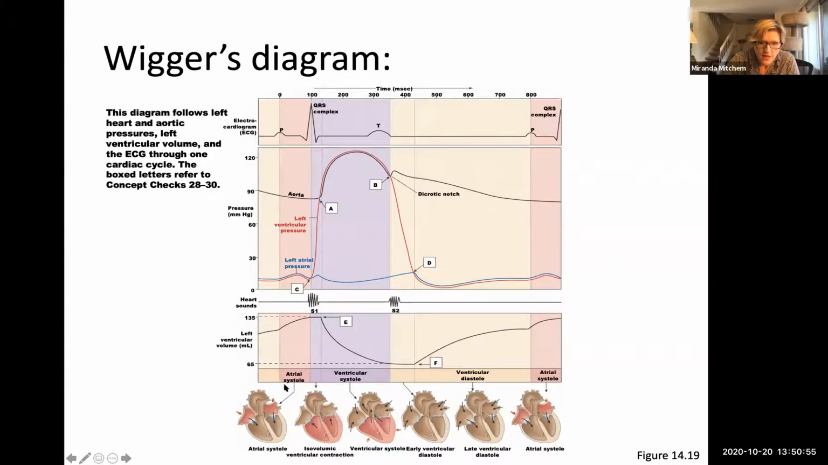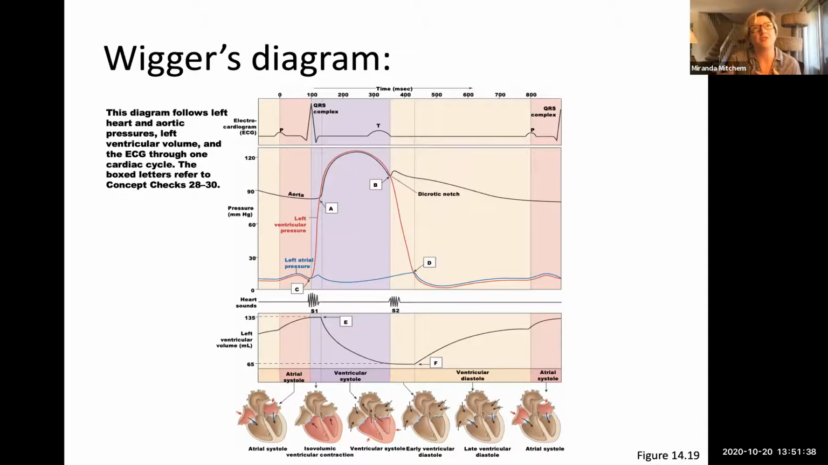Everything that is in this darker peach color here is the atrial systole. Then we've got ventricular systole, ventricular diastole, and atrial systole, and you can see it tying in with the EKG. So atrial systole is P to the R. Now look at the pressure. Look at the volume. The volume is highest prior to contraction of the ventricle. I hope that makes sense at this point.